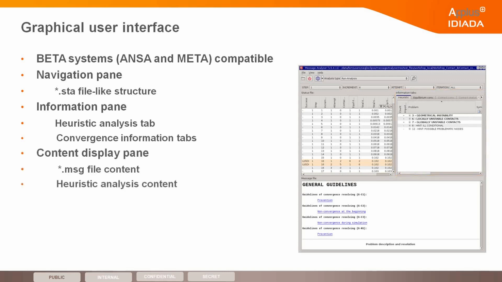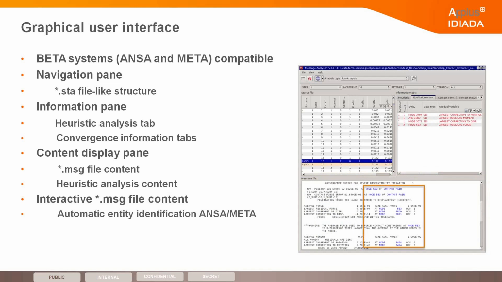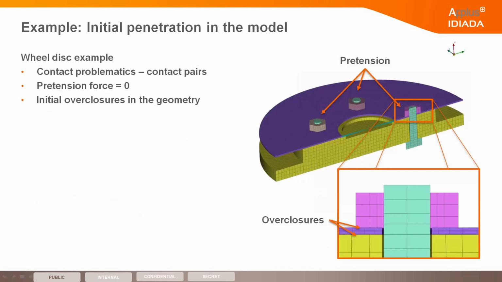The lower part is dedicated to heuristic analysis documentation and to the actual message file content, which is converted automatically into an interactive text. Reported entities such as nodes, elements, sets, contact pairs, etc. can then be identified in the underlying pre- or post-processor just by clicking on the particular text. Now let's have a look at a few examples to demonstrate Message Analyzer functionality.